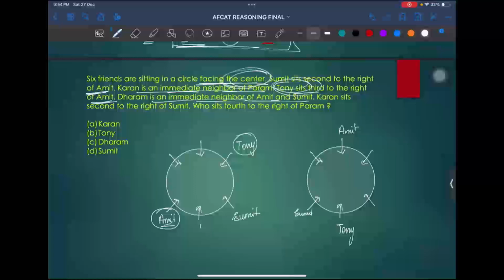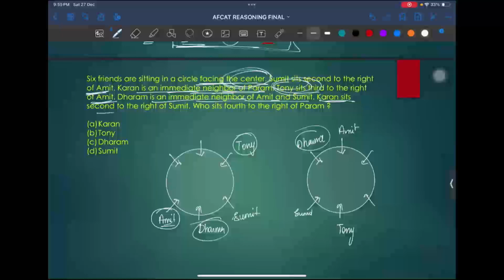So Dharma is immediate neighbor of Amit and Sumit. Amit is here, Sumit is here. Dharma is here, between Amit and Sumit. Okay. So I have only two more positions. That is, Karan is immediate neighbor of Param.